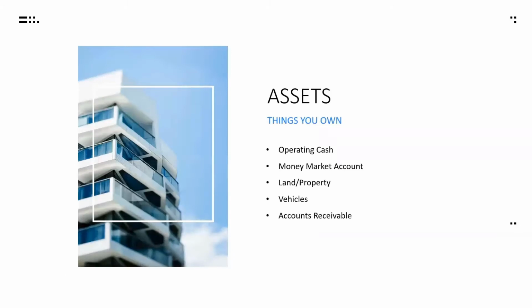First up is our assets. Assets are going to be things that we own. For example, your operating cash account, land, property, vehicles, and lastly, accounts receivable. Accounts receivable is the GL account that is used to track how much money is owed to you.